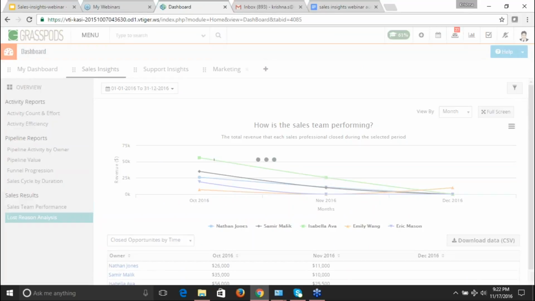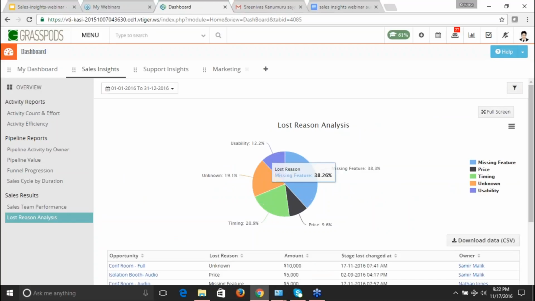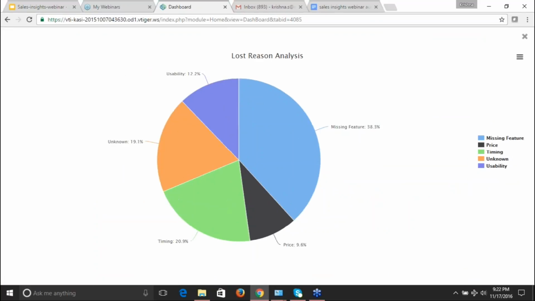Okay, finally, we're going to look at lost reasons. Now, missing features looks like a serious issue, because close to 40% of the deals were lost because of missing features. And the other ones, usability and price, are actually okay. Timing is something that I would like to understand, because of our follow-ups and also when the customer is ready, whether we were too early in the sales cycle, whether we joined the evaluation later on. So that's something that I need to understand.